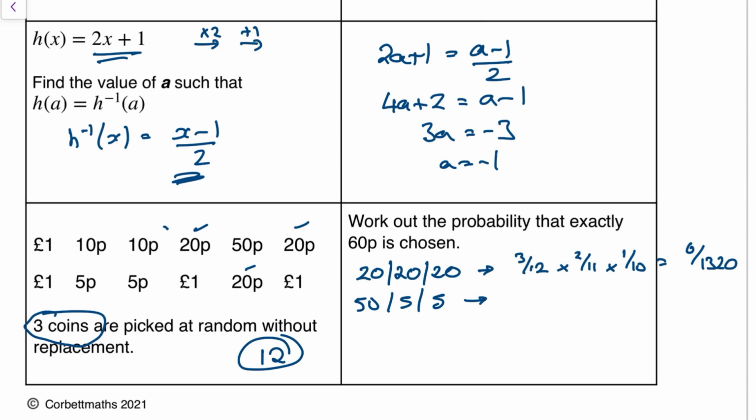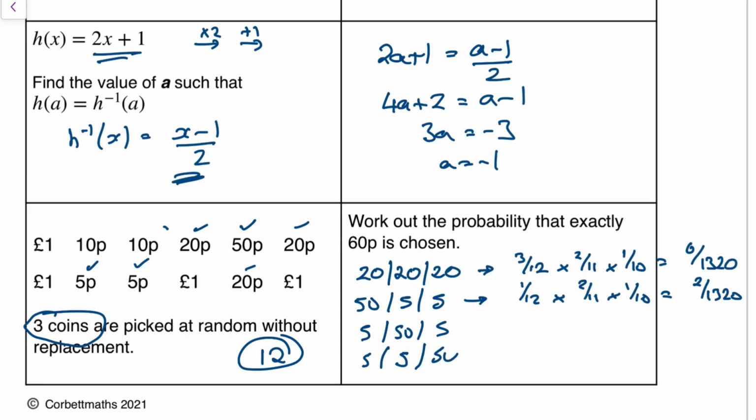So 50, there is 150p, so that's 1 over 12. And then 5p, there are 2 5p's, so it's going to be 2 over 11 and 1 over 10. So if I multiply this out, that's going to be 2 over 1320. Now, this is where the problem comes. It's not just 50 and 5 and 5, it is also 5 and 50 and 5, and 5 and 5 and 50. However, and work this out if you don't believe me, these all have the same probability.